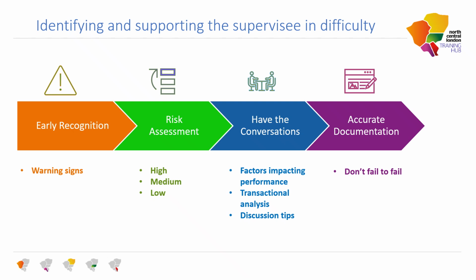Make sure you don't avoid having the conversation, and we'll talk about factors that can impact performance and also transactional analysis, a model about power and dynamics. And then it's essential to keep factual and accurate documentation so that if needed, you don't fail to fail. We'll explore each of these areas in the rest of this module.